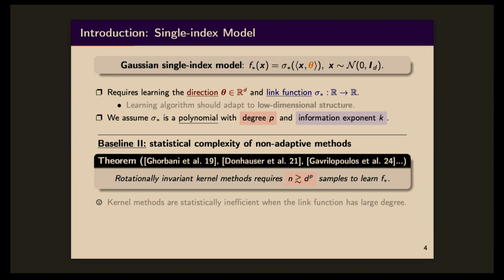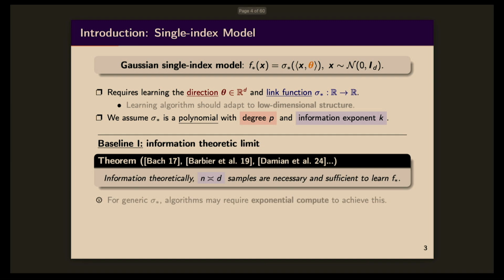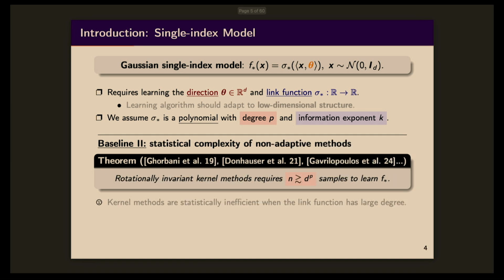It's known that if I have a kernel method that's rotation invariant, then if I'm learning a single index model with degree p, roughly I'm going to need n equals d to the p samples. So this means that when the degree of the target function is large, then the sample complexity of the kernel model would be very large. Basically, we see a gap here. Information theoretically, this problem should be solvable using just d samples. Well, if I have a non-adaptive method, I'm going to pay a cost of d to the p, where p is the degree.